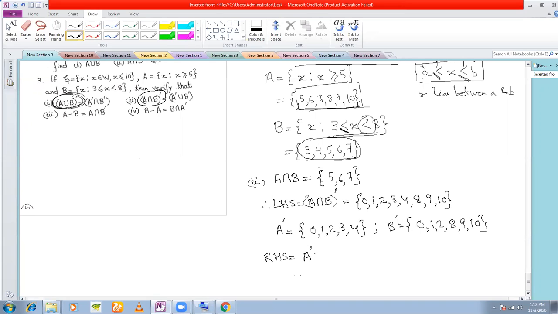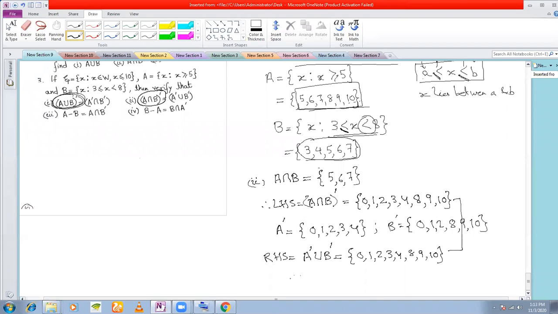A complement union B complement. Now what do you mean by union? Union of these two sets. It consists of elements of A complement and B complement, A complement or B complement or both. So what are the elements? 0, 1, 2, 3, 4, and you have 8, 9, and 10. That means you take all the elements of A and B and don't write any element twice. Okay. Now check. Are these two sets same?